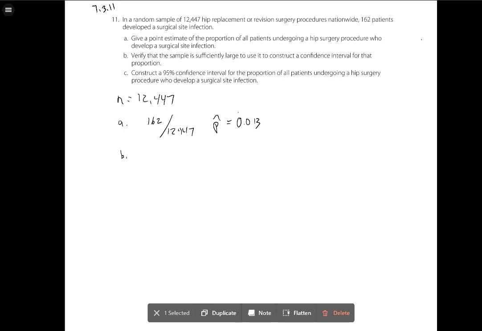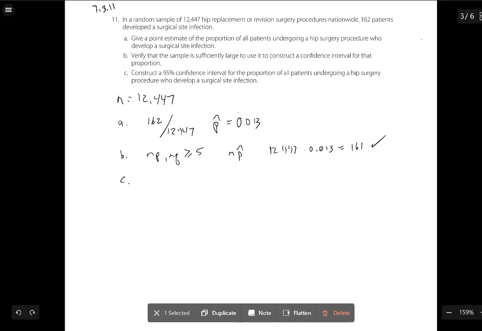B, verify that the sample is sufficiently large to use it to construct a confidence interval for that proportion. We know that np and nq both have to be greater than or equal to 5. Since p is much smaller, q, 1 minus p, will be 0.987. So if np is large enough, nq is definitely going to be large enough. We have n p hat because we don't know the actual proportion: 12,447 times 0.013 gives us about 161. So yep, we're good. We're greater than 5.